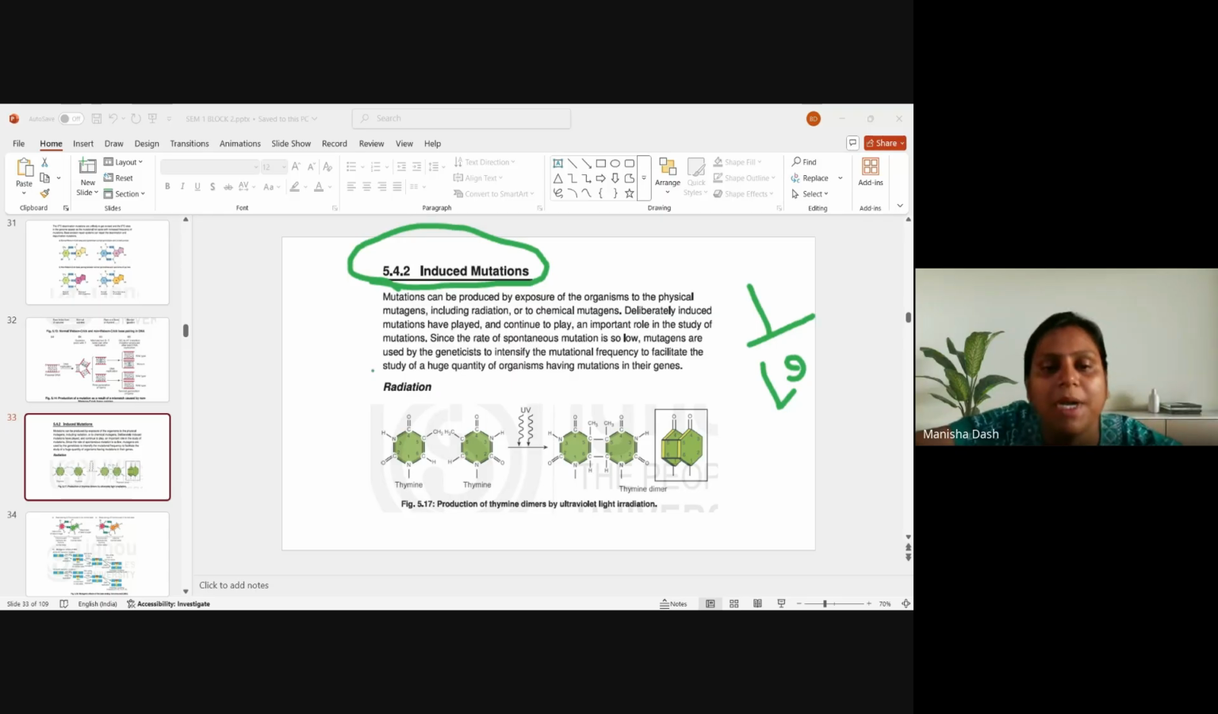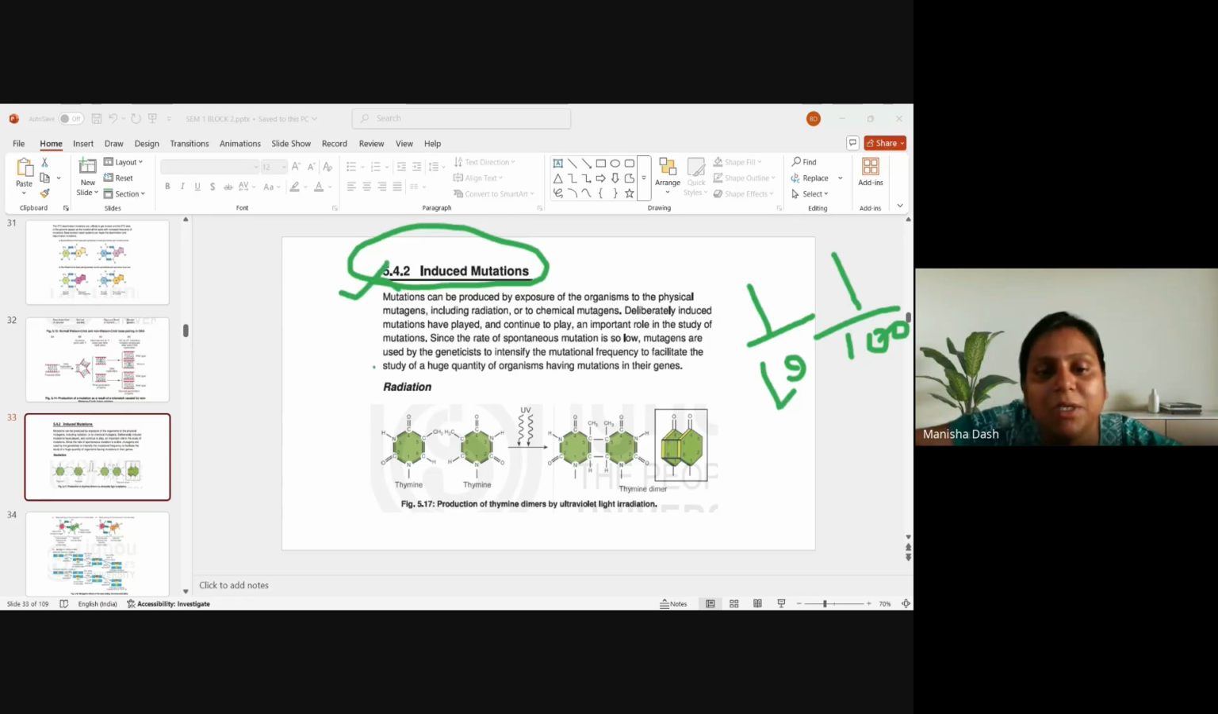But induced mutation is what? Now, when due to some factor or some agent, the rate of mutation increases beyond the rate of spontaneous mutation. So let's say it is around 1 in 100 or 1000, something like this. Among the 1000 or 100 nucleotide sequences replicated during DNA synthesis, one of them will have a mutated or error base. Okay, so that is what is called induced mutation.